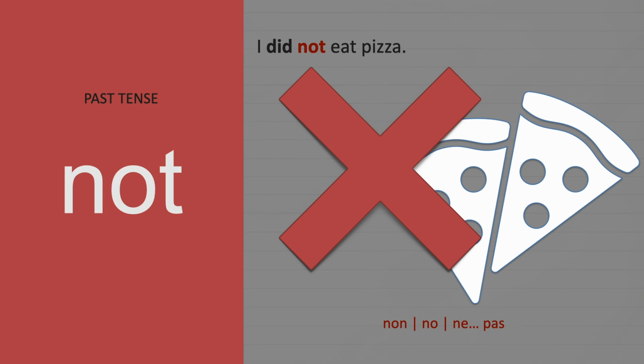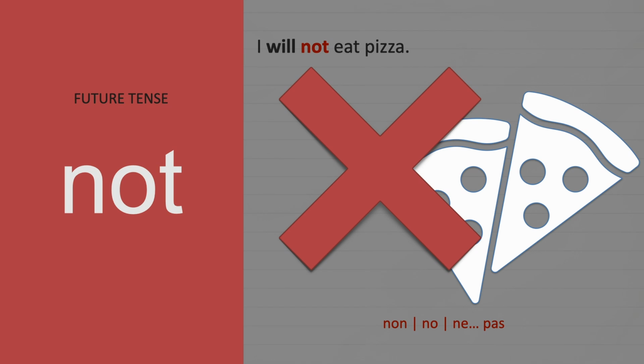How about if you wanted to say this in the future tense? Do you remember the future tense word? That's right, it's will. So you would say, I will not eat pizza. Very good. Okay, let's throw in one more negative word.